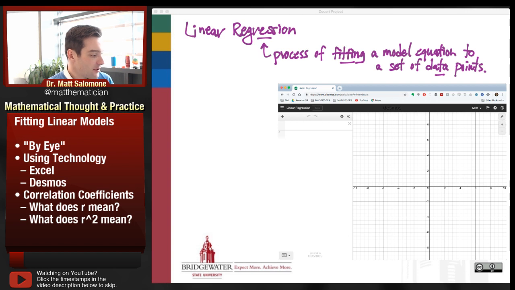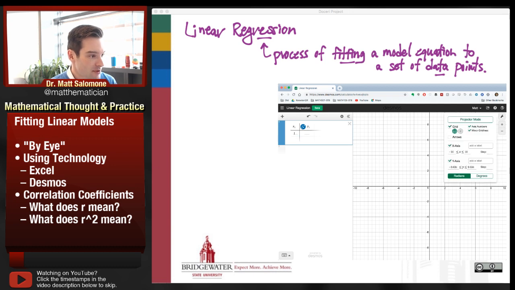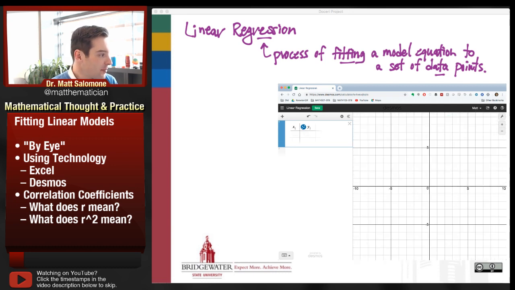I was having some issues with my computer a minute ago, so we'll see if it's sped up at all. I can handle this linear regression a little bit better than it was. So let me just make the font a little bit bigger so you can read it.